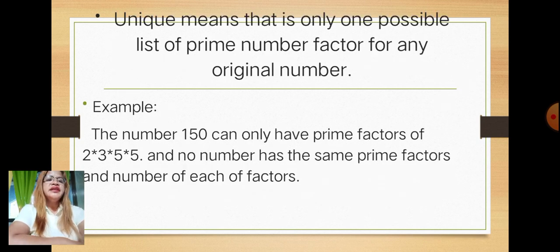Unique means that there is only one possible list of prime number factors for any original number. For example, the number 150 can only have prime factors of 2 times 3 times 5 times 5, and no other number has the same prime factors and number of its factors.